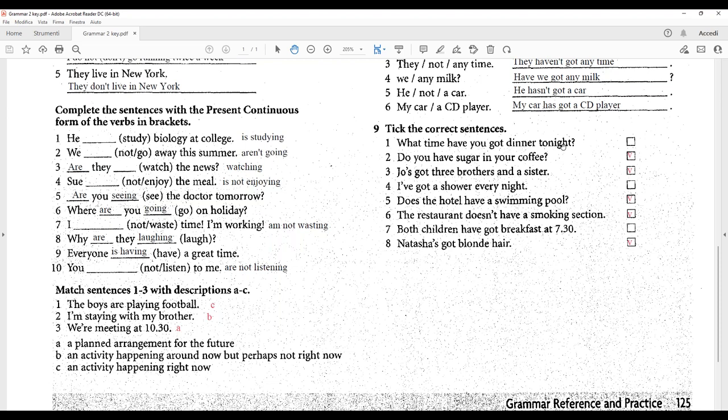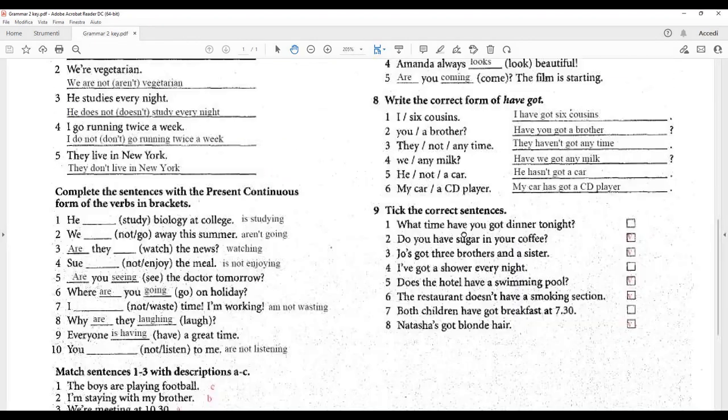Do you have dinner tonight? Do you have sugar in your coffee? Joe's got 3 brothers and a sister. Does the hotel have a swimming pool? The restaurant doesn't have a smoking section. Okay, Natasha's got blonde hair. Good. Natasha has got blonde hair.